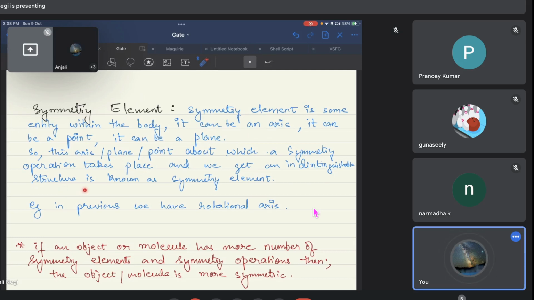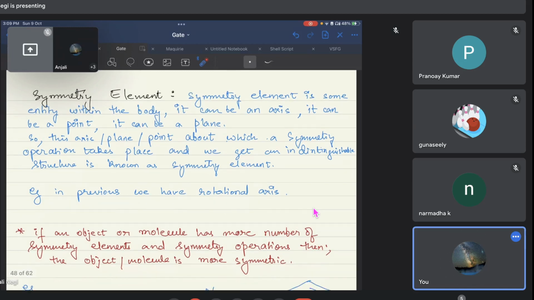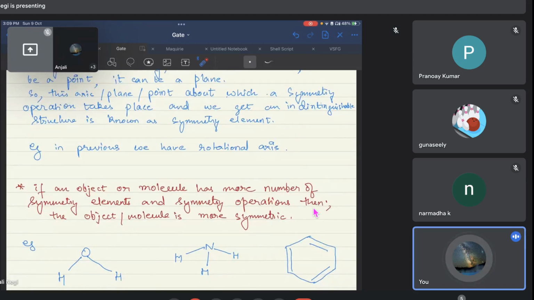Our main gist is that we want to get the indistinguishable structure, and this will be known as the symmetry element. For example, in the previous example we have seen that it was a rotational axis which was the symmetry element. If an object or molecule has a larger number of symmetry elements, this is very important, it will have many more symmetry operations. Then the object or molecule is more symmetric in comparison to any other.